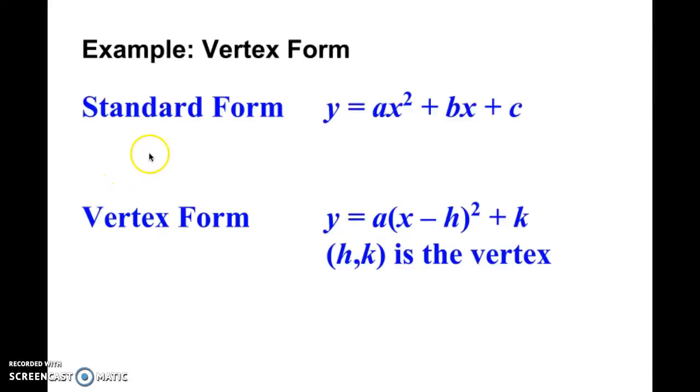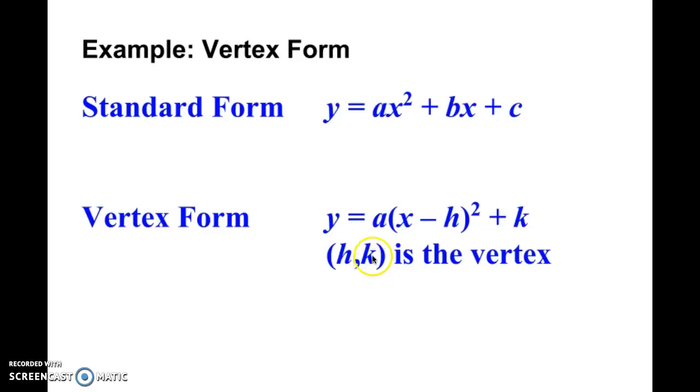Today we're going to continue our study of quadratics, but we're going to be talking about vertex form. So far we've looked at quadratics that are written in standard form, and standard form is y equals ax squared plus bx plus c. Vertex form is just a different way of writing the equation, where we have y equals a(x minus h) squared plus k. It's called vertex form because the h and the k tell you the coordinates of the vertex.